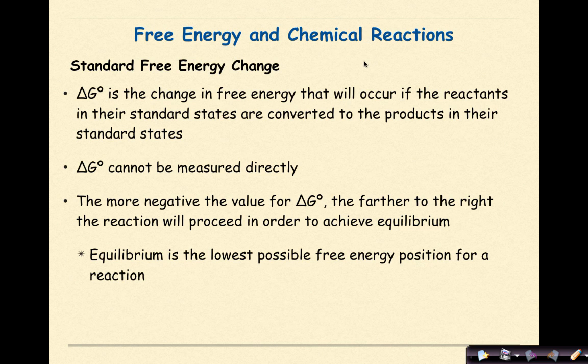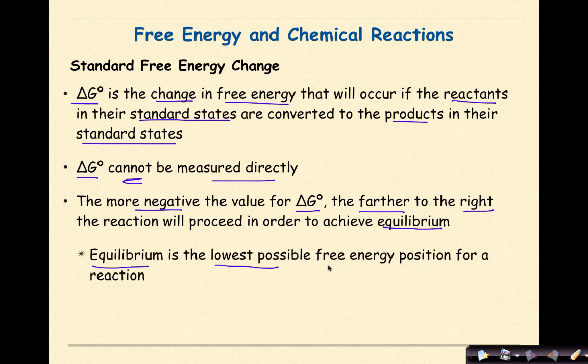Free energy in chemical reactions. Standard free energy change. Delta G naught is the change in the free energy that will occur if the reactants in their standard states are converted to the products in their standard states. Delta G naught cannot be measured directly. The more negative the value for the delta G naught, the farther to the right the reaction will proceed in order to achieve equilibrium. Equilibrium is the lowest possible free energy position for a reaction, and that is something to definitely keep in mind.